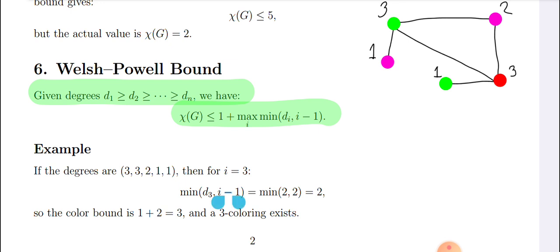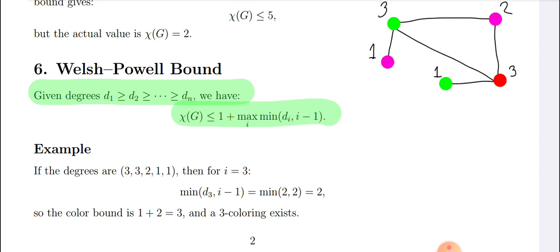Okay, let's try the example. A graph with sorted degrees of 3, 3, 2, 1, 1. 5 vertices. So for i=1, the first vertex, we have min(3, 0), which is 0. So the bound so far is 1 plus 0 equals 1, obviously too low. For i=2, the second vertex, we do min(3, 1), which is 1. The bound is now 1 plus 1 equals 2.